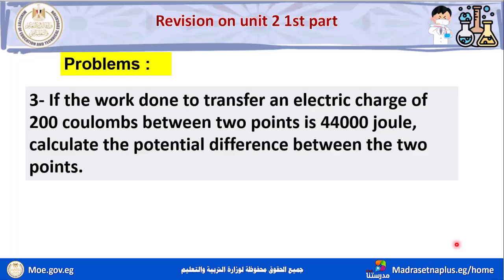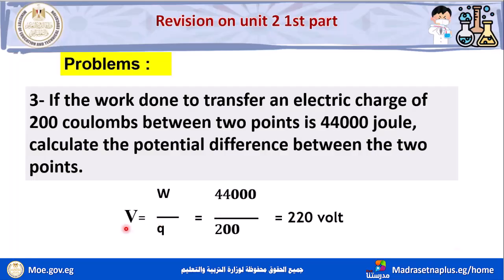Problem number 3. If the work done to transfer an electric charge of 200 coulomb between 2 points is 44,000 joule, calculate the potential difference between the 2 points. Potential difference V equals work W divided by Q, the amount of charge, equals 44,000 divided by 200, equals 220 volt.